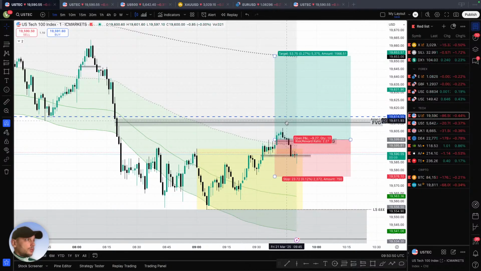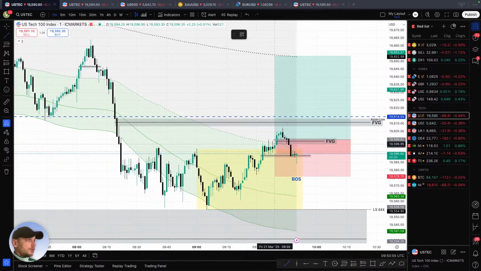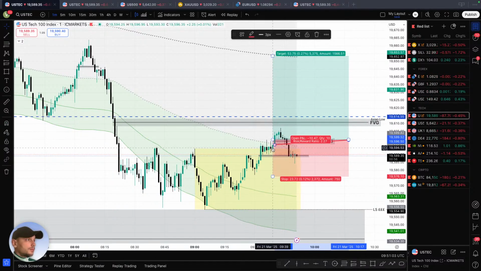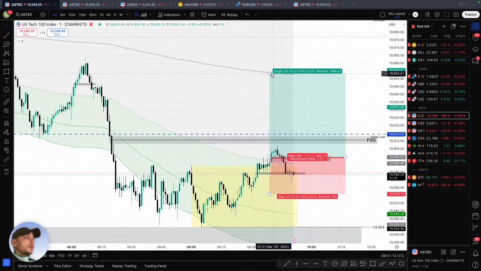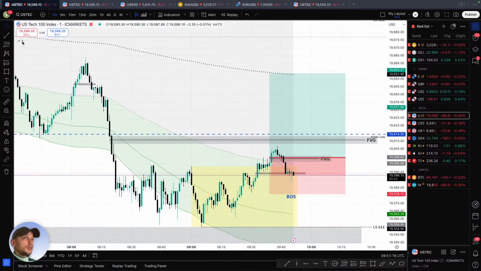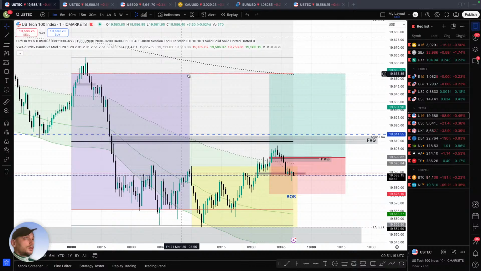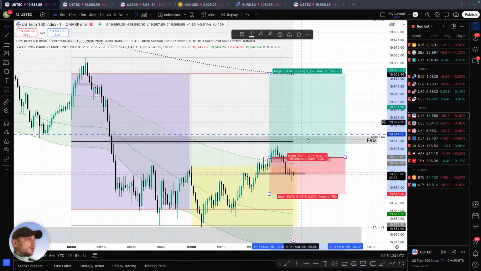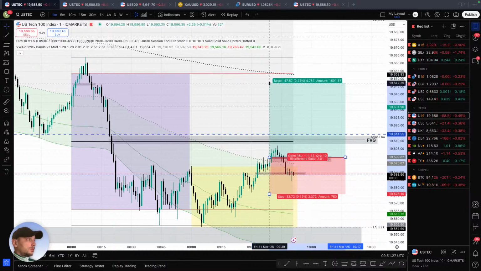Now again, if it moves above this fair value gap, we're gonna move our stop loss to break even, and we're gonna hope this will be our new resistance here, and we can push to the 50% ideally to take these highs. Even 50% there, yes, just inside the DR, so this will be a good area. Even 1 to 2 is good.